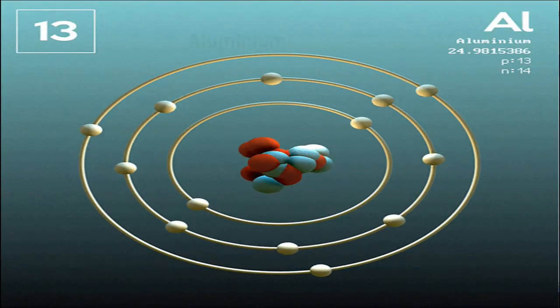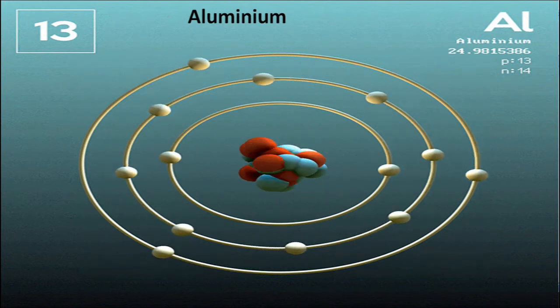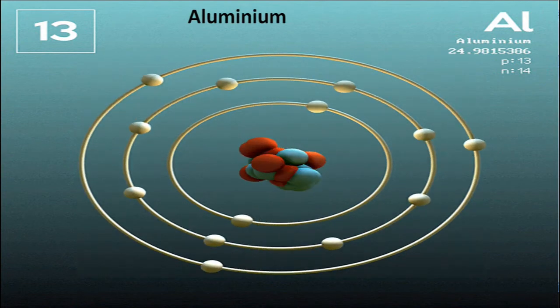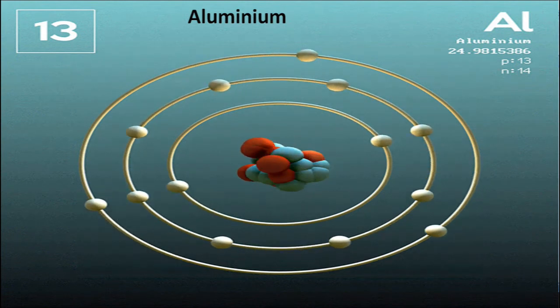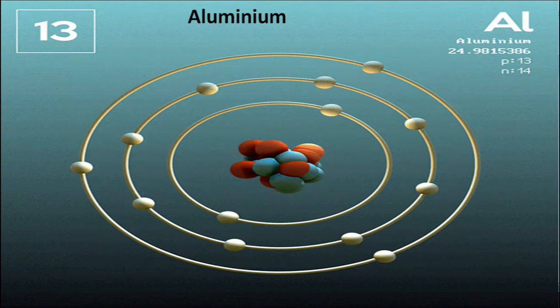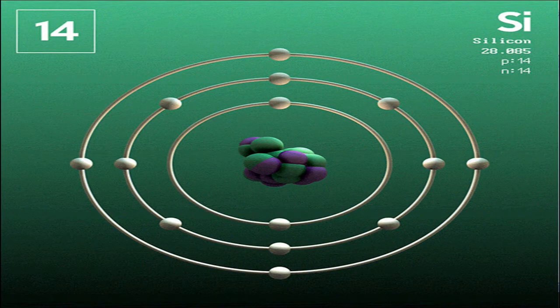Atomic number 13, aluminium, symbol Al. It has 13 electrons, 2 in first shell, 8 in second shell and remaining 3 are in valence shell or third shell. 14, silicon. It is represented by symbol Si. It has 14 electrons, 2 in first shell, 8 in second shell and remaining 4 are in third shell.